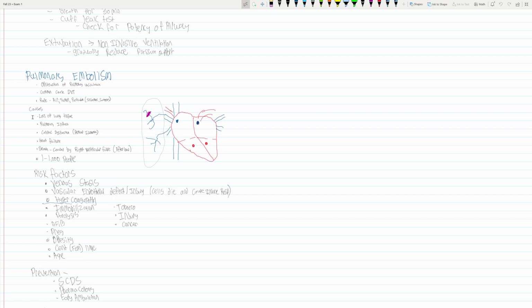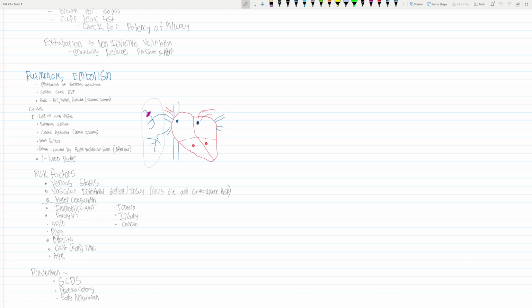Some of the causes here, sorry, I was trying to figure out what I was trying to say here. So: loss of lung tissue, pulmonary infarct, cardiac dysfunction, heart failure, and death.